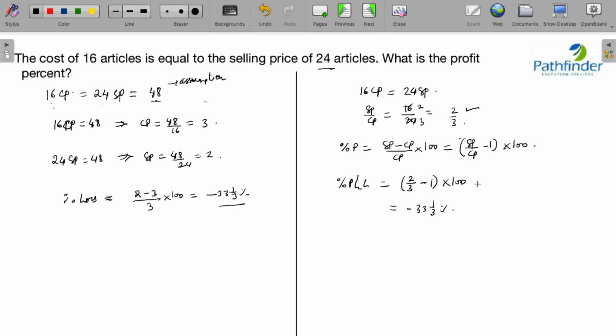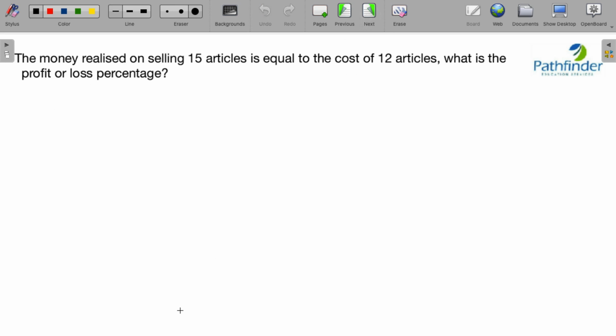So if you are able to understand this, you can do this practically orally. You don't require all of these calculations. So whichever method suits you, you can apply that method to solve these questions. Let us look at the next question.